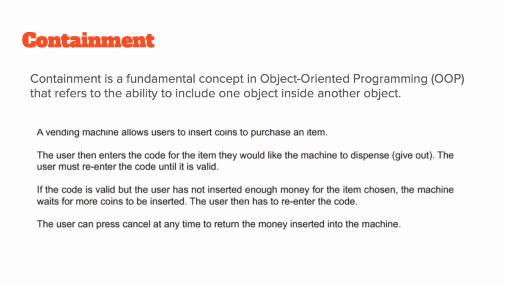Let's move on to containment. Containment is a fundamental concept in object-oriented programming, and that refers to the ability to include one object inside another. So it's like the inverse of inheritance. Whereas inheritance, you inherit something from the parent class. In this one, a big class or a superclass can contain subclasses. So it can refer to a subclass's methods, and it goes the other way. I'm going to go through this with an example so you can understand it better.